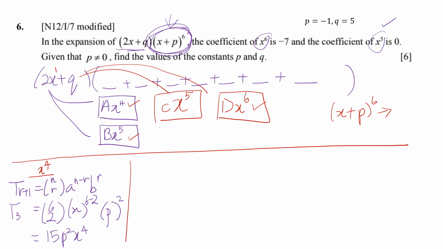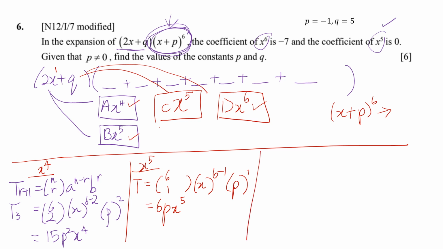Now let's do x to the power of 5. So to get x to the power of 5 means I need my r to be 1, because 6 minus 1 gives you 5, right? 6 nC1 is just 6. So 6p x to the power of 5. Okay, so I settled for x to the power of 5 already.